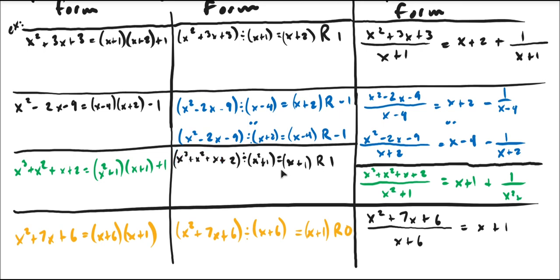Here we said, look, if I divide this cubic by this quadratic, I get x plus 1 with a remainder of 1. So we could either write that as a product of the divisor and the quotient plus the remainder to get me the dividend, or we could take the dividend over the divisor equal to the quotient plus the remainder over the divisor. Like this is missing a 1. Okay, and then what about the last one?